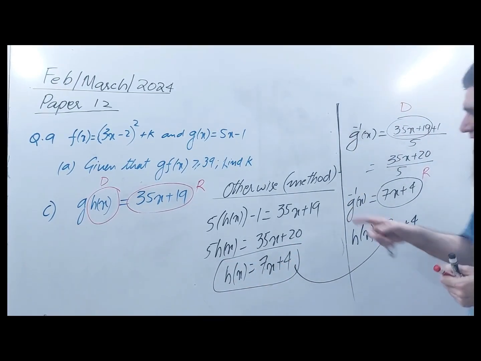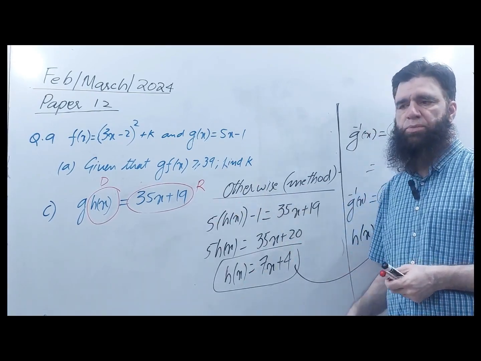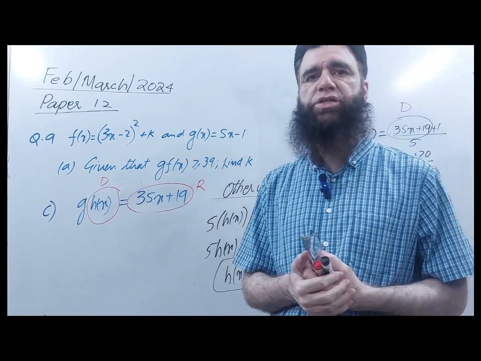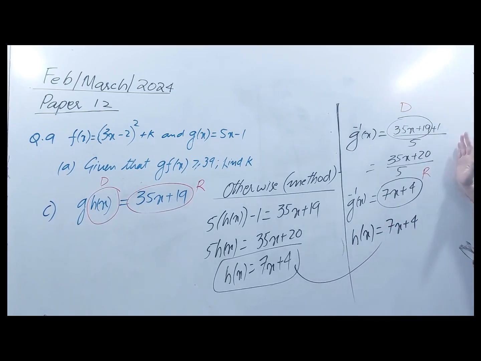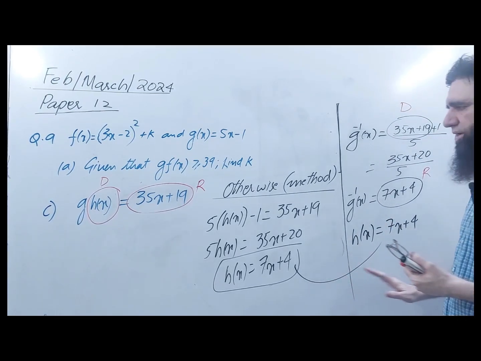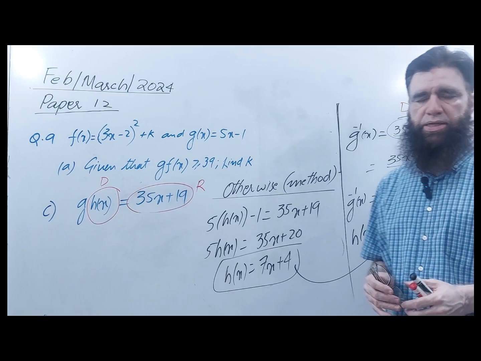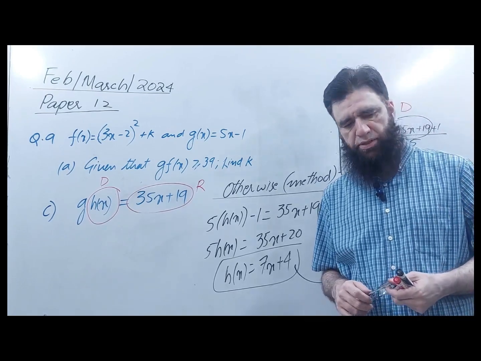So in my humble opinion, this was simpler in this case. But because we were asked to find g inverse x, we found g inverse x, and both the answers are correct. You can employ any of the methods. We move to the next question.